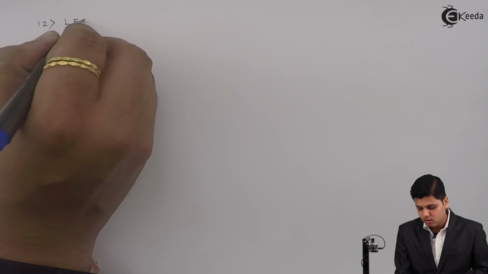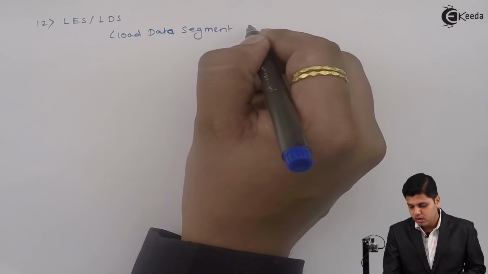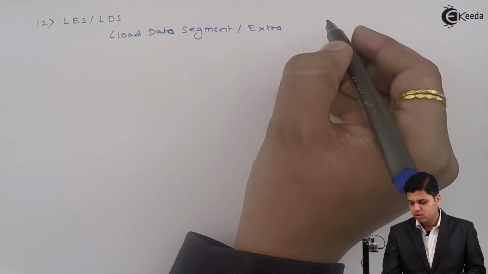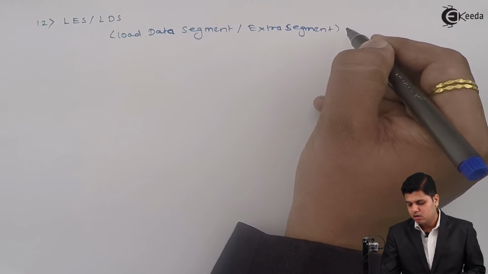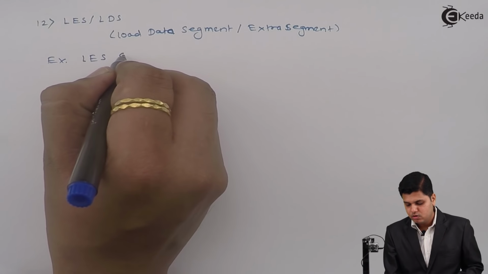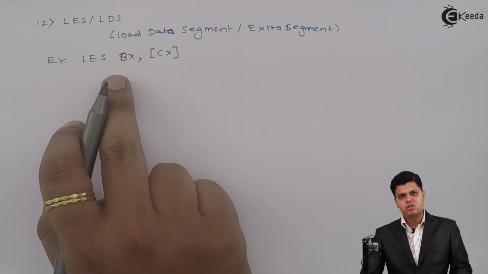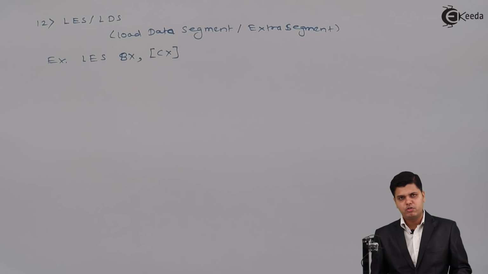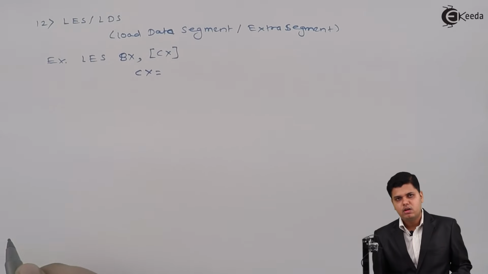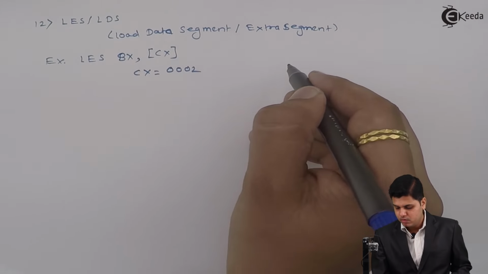Now the next instruction in the data transfer type is LES or LDS, which stand for load data segment or extra segment from the memory location available in the instruction. So if I am writing the instruction, for example LES BX, [CX], here two operations are performed. First of all, the contents of BX get modified and the contents of the ES or DS register also get modified. Now let's say CX has the address 0002. Now 0002 is nothing but the memory address, and in that memory address some contents will be stored.